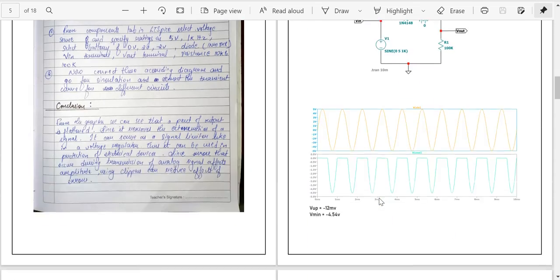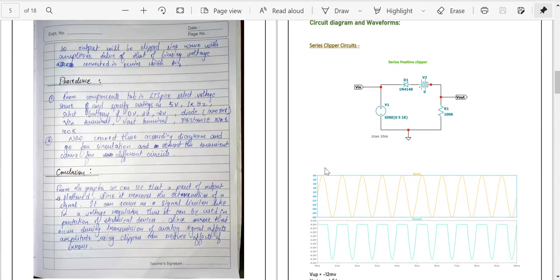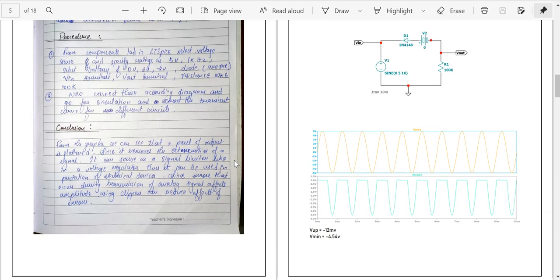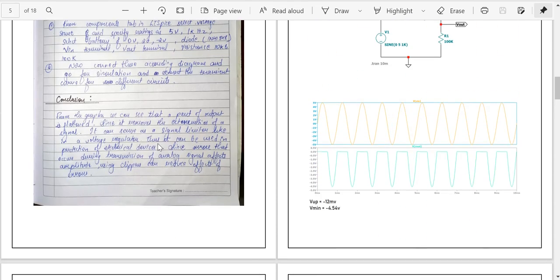And then after this, I have written the procedure for building up the circuits. Here notice we have used a sinusoidal wave of 1 kilohertz frequency and 5 volt input. And I have then written the conclusion that from the graphs we can see that part of the output voltage is flattened. Since it removes the extremities of the signal, it can serve as a signal limiter.